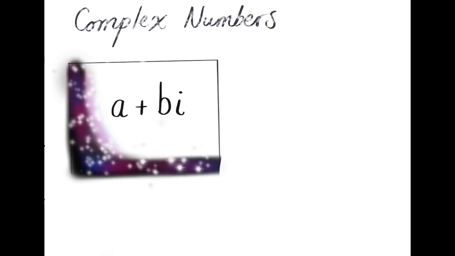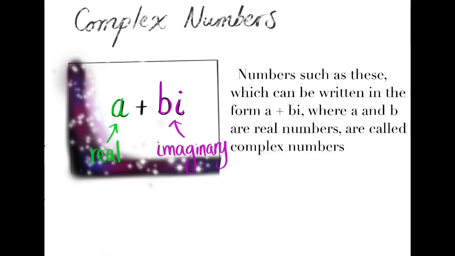Now, when you combine real numbers and imaginary numbers, you get what's called a complex number in the form a plus bi. So the real part would be the a, and the imaginary part would be the bi. And that's what we call a complex number. An example of that would be 2 plus 3i.